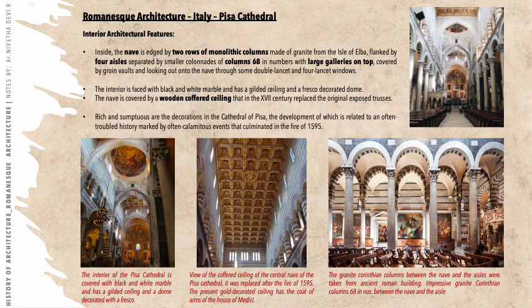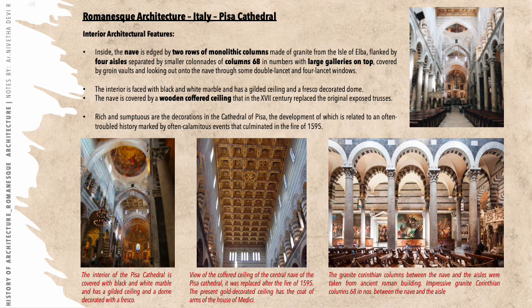Interior architectural features. Inside, the nave is edged by 2 rows of monolithic columns made of granite from the Isle of Elba, flanked by 4 aisles separated by smaller colonnades of columns 68 in numbers with large galleries on top, covered by groin vaults and looking out onto the nave through some double lancet and 4 lancet windows. The interior is faced with black and white marble and has a gilded ceiling and a fresco-decorated dome.